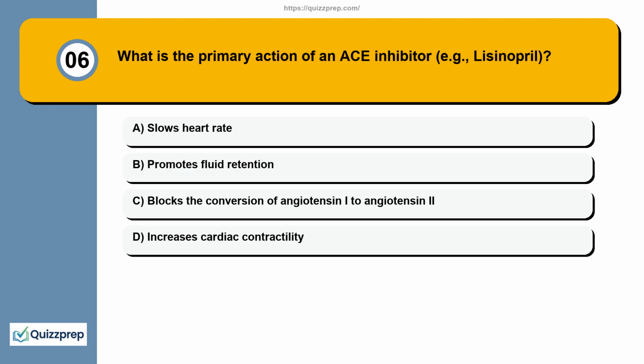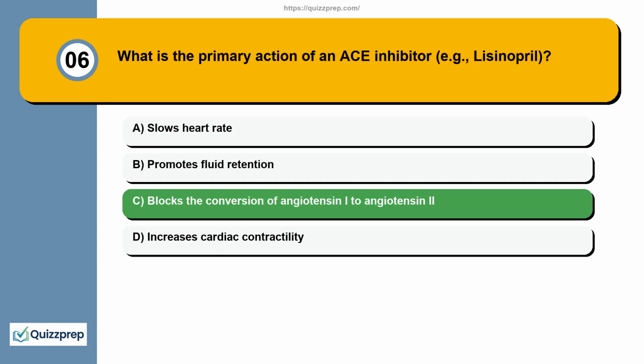Question 6. What is the primary action of an ACE inhibitor, example, lisinopril? Here are your options. Option A. Slows heart rate. Option B. Promotes fluid retention. Option C. Blocks the conversion of angiotensin I to angiotensin II. Option D. Increases cardiac contractility. The correct answer is option C.